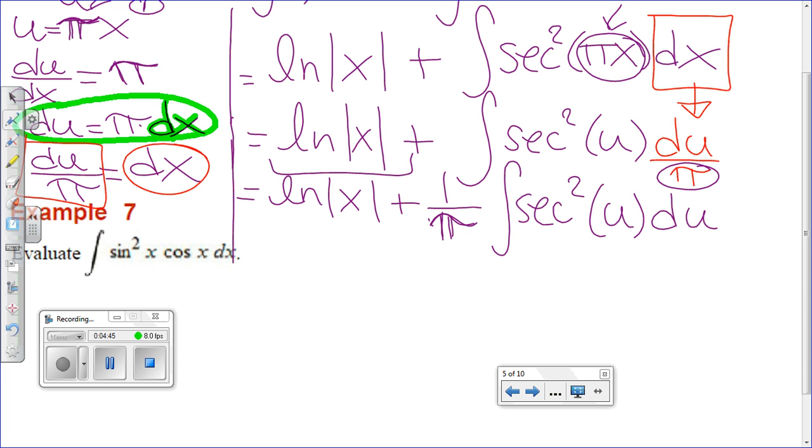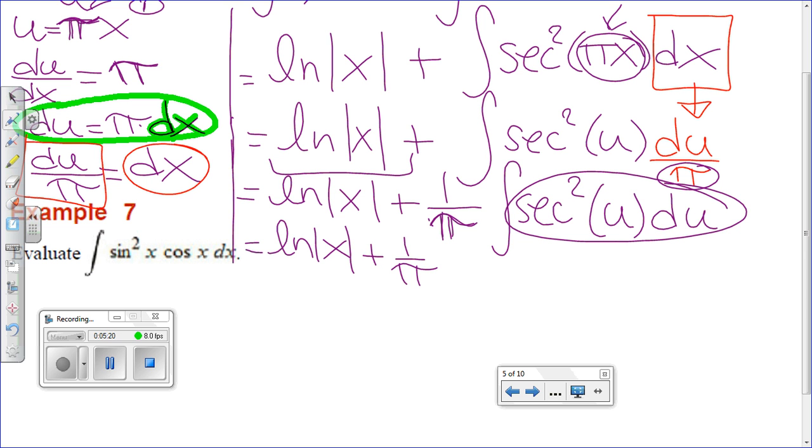Now, one of the formulas that you have, that was on your quiz, is that the integral of secant squared is going to be tangent of the same angle. So we have natural log of absolute value of x plus 1 over pi, and that one is just tangent of u plus c.